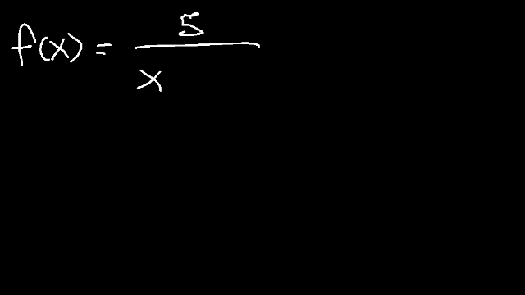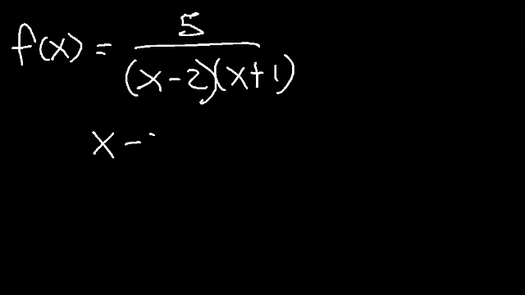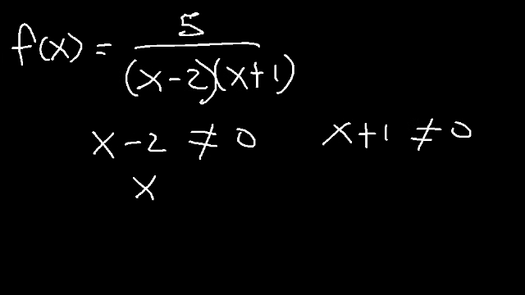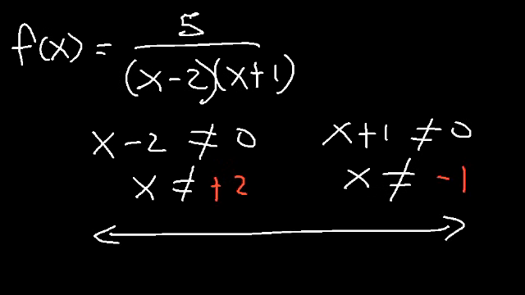Now let's say you have a rational function that looks like this. What are the values that x cannot be? If it's in its factored form, you can solve for each factor separately. So x cannot be equal to positive 2, and it can't be equal to negative 1. To plot the solution on a number line, we're going to have an open circle at negative 1 and positive 2. But x could be anything else in between.